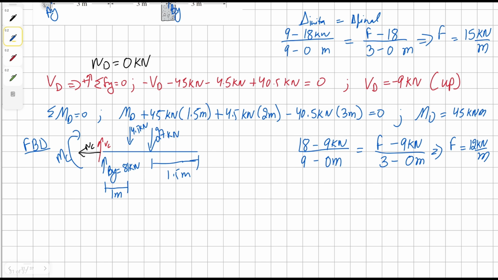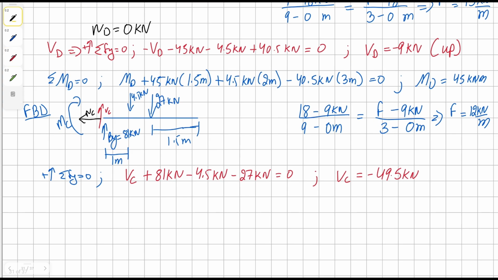Now we can sum the forces in y direction to find a value for the shear. We can have our shear, then our 81 kilonewton, then our 4.5 kilonewton going downwards, and same for 27 kilonewton, all equals to 0. Solving for shear, we get our solution as negative 49.5 kilonewton.